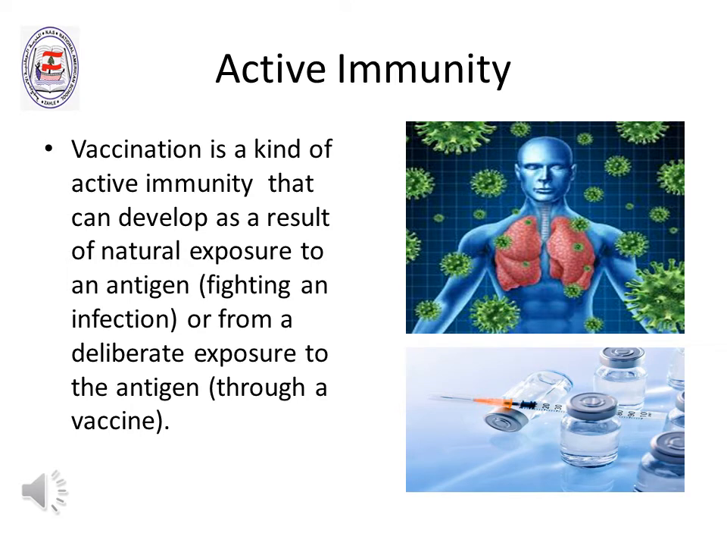What is active immunity? Active immunity can develop as a result of natural exposure to an antigen. That is, if you have a specific infection, your immune system reacts to it by fighting. This is called natural exposure. It can also come from a deliberate exposure to the antigen, that is, through vaccination, which can contain a pathogen that's either weakened or similar to the original one. By injecting yourself with this weakened pathogen, you will have active immunity.